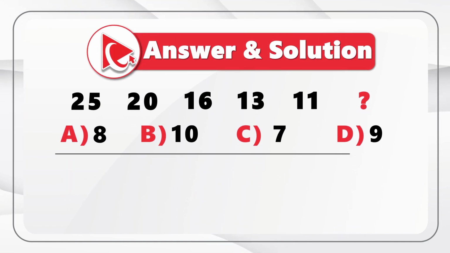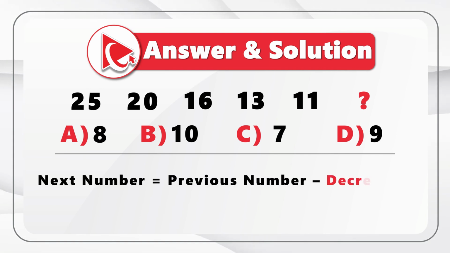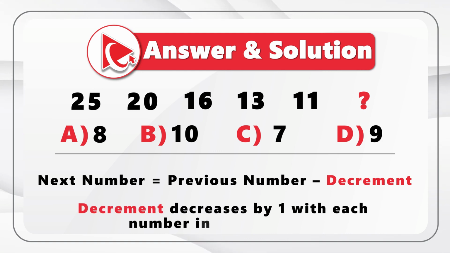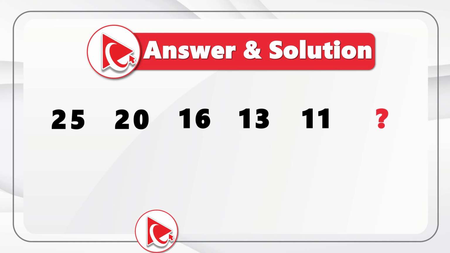Here we have a concept of decrement. And the pattern is that the next number is calculated as previous number minus decrement. And decrement increases by 1 with each number in the sequence. Let's take a close look.